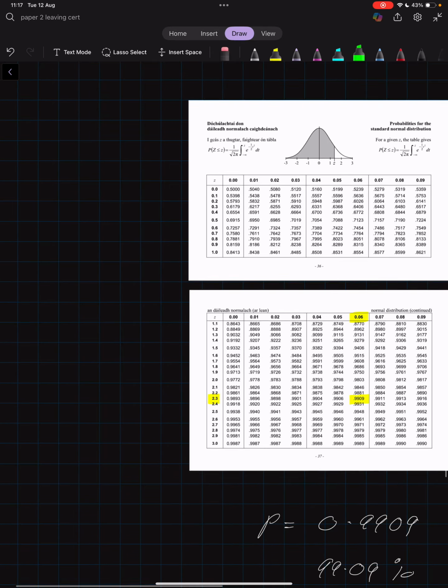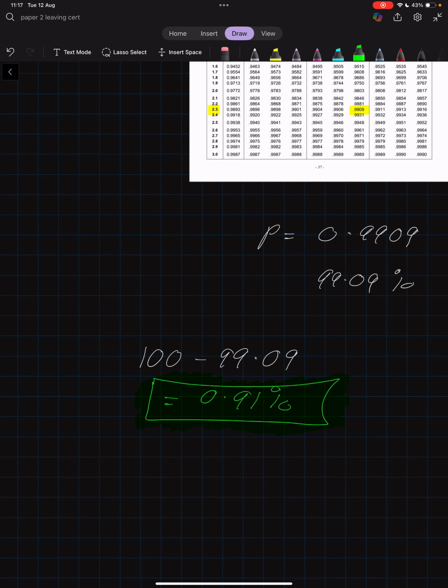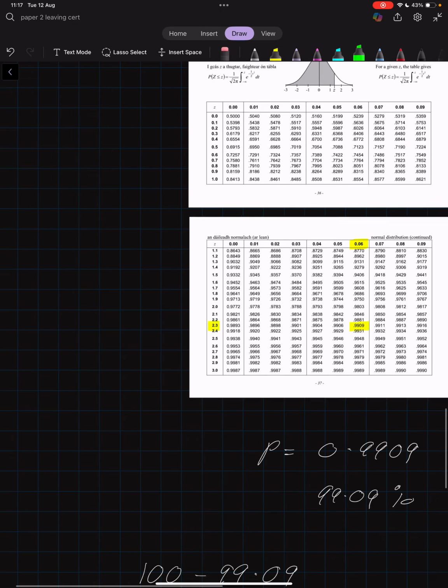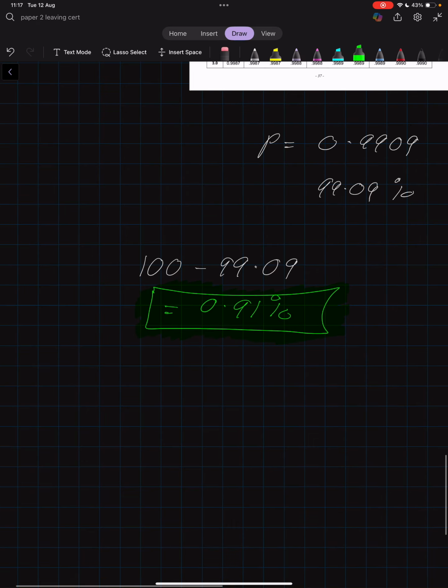So they did 50 and they got an average. You plug it into your Z-score. You see what the chance of that happening is, and you get that it's less than 1%. And then you say, well, it's less than 1%, so that's fairly unlikely. So it's unlikely that their claim that it's 54 months is true. Okay?